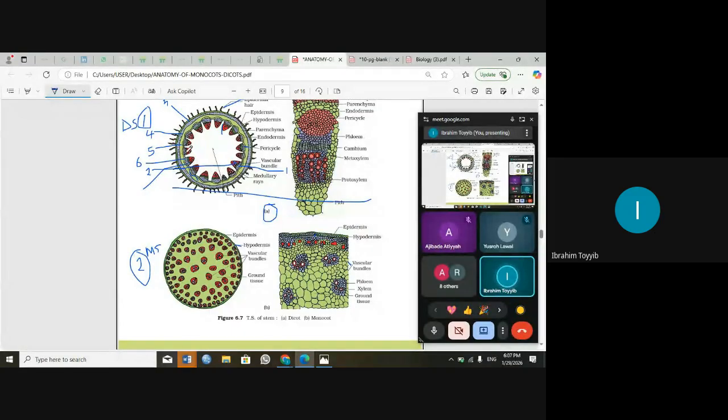Can you see it is arranged? Can you see how it is scattered here? Can you see how xylem and phloem are scattered? They are vascular bundles. It is scattered in monocot stem, but it is arranged in dicot stem. That's one of the differences between dicot stem and monocot stem.